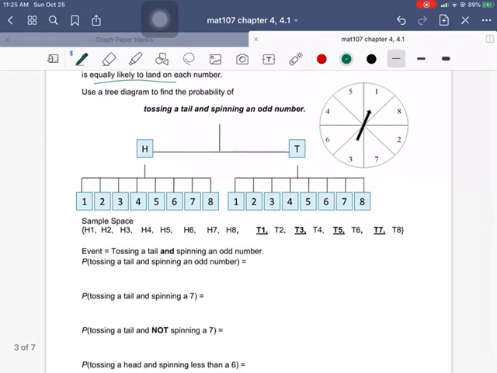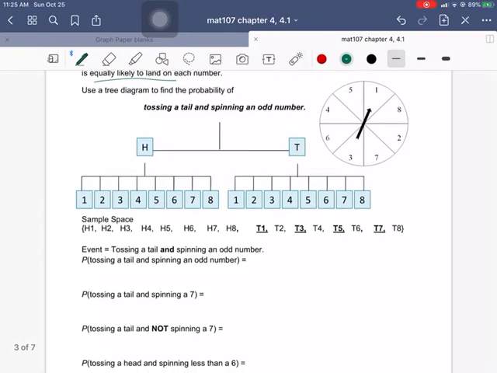So if I'm tossing a coin, there's 2 possibilities. I'm spinning the spinner, there's 8 possibilities. So together there are 16 outcomes in my sample space here. Okay? So what is the probability of tossing a tail and spinning an odd number?